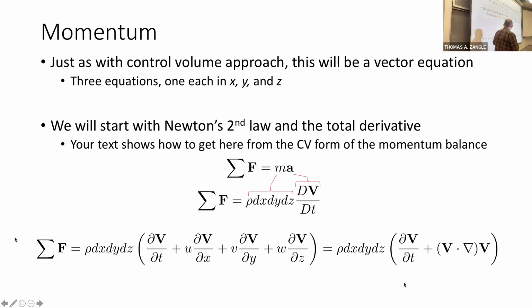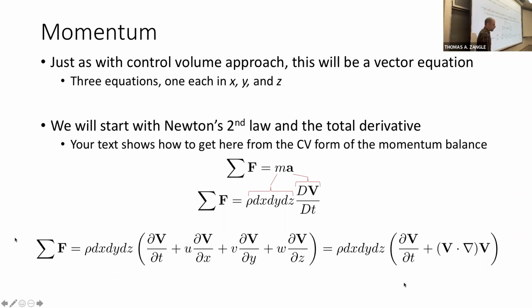And so now if we plug in our definition of the total derivative from a few classes ago, we end up with this form, right? So the sum of the forces is the mass times the acceleration. And we have the condensed form of this in terms of our vector operators. I won't say simplified because maybe this doesn't appear that simple, but it's definitely condensed at least, right? It takes up less space.